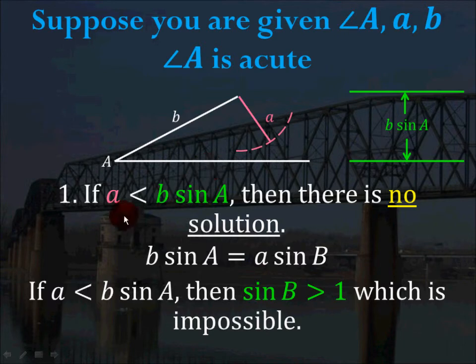So let's first consider, if a is less than the height of the right triangle, then there is no solution. Think of this as a door, and it's just not long enough to reach the bottom here. So if a is less than b sine A, there's going to be no solution. And the reason is, if you plug in the formula to the law of sines, you'll end up with the sine of angle B being greater than 1. And sine cannot be greater than 1. So there is no solution if a is less than the height of whatever this right triangle would be. Again, think of side a here as a door on a hinge. It can't quite reach the other side. So that's possibility number 1.